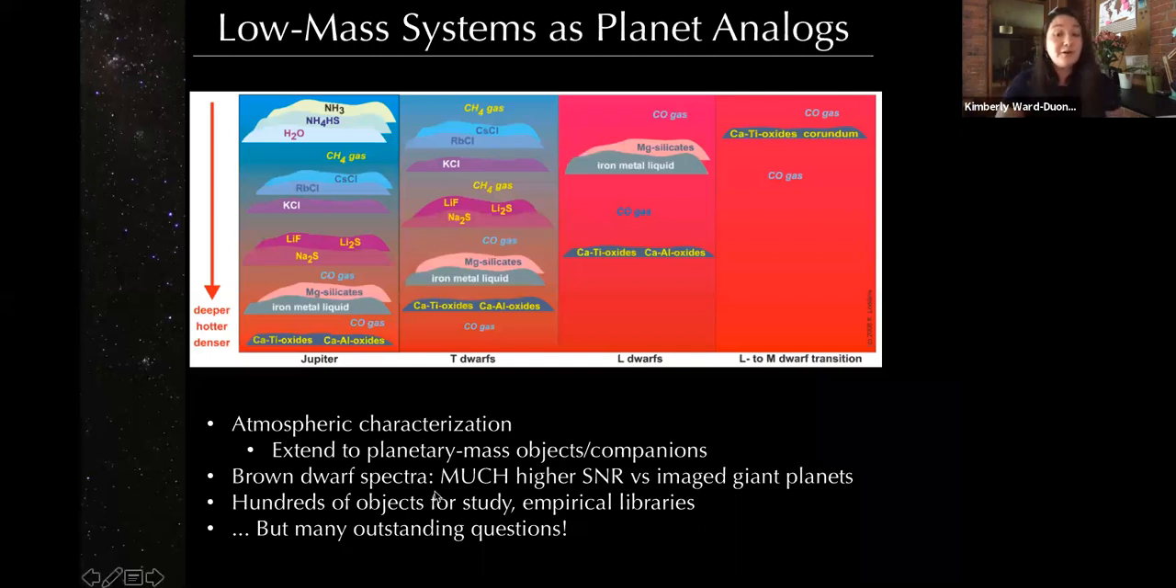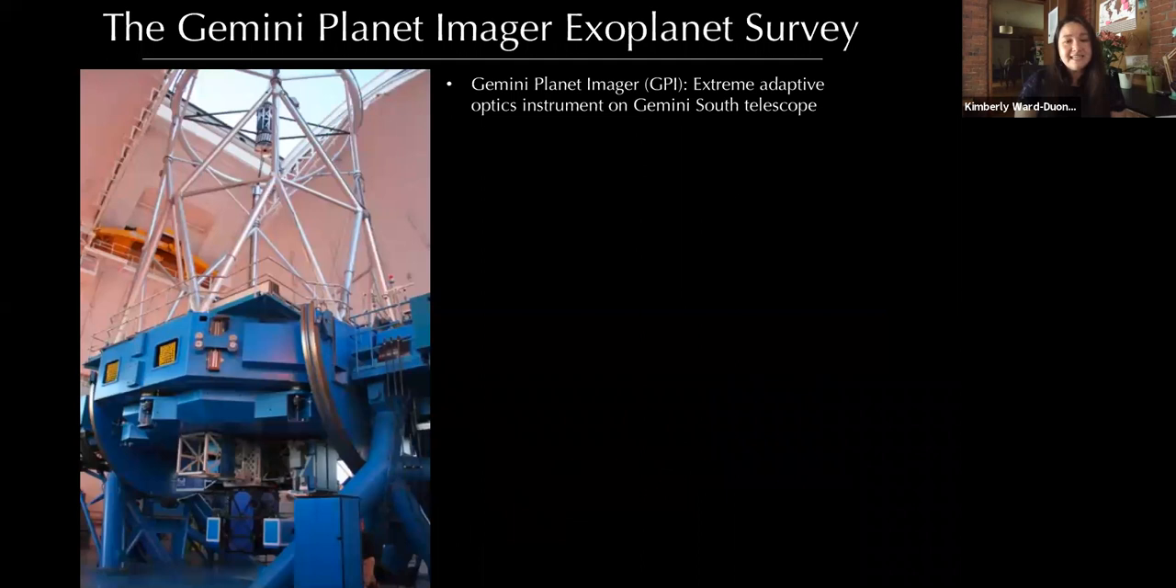But the beauty of brown dwarfs is that they have much higher signal to noise than the imaged planets that have been discovered so far, and there are hundreds of objects to study and to form empirical libraries of these kinds of spectra. But there are a lot of questions, and part of the means to answer these questions was the motivation for the Gemini Planet Imager.